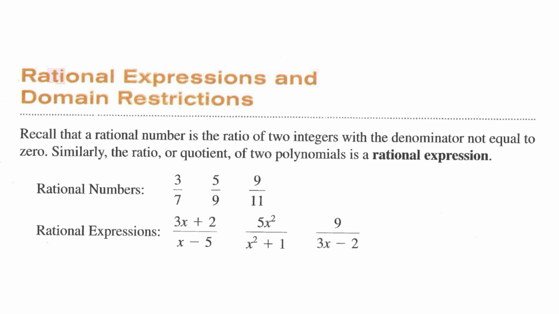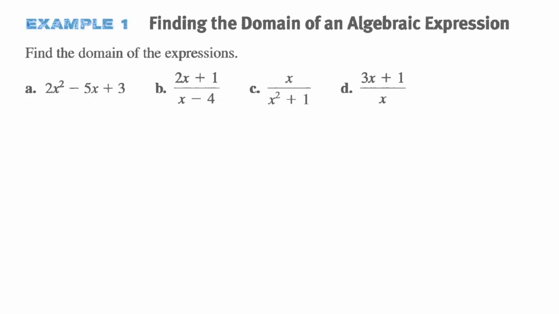All right, so let's talk about this. So just what I was just talking about. Rational numbers have fractions, rational expressions, fractions where there's a variable of some sort in the denominator. Okay. All right, so let's talk about the domain. The domain is all the numbers that x could be. Domain. What x could be.